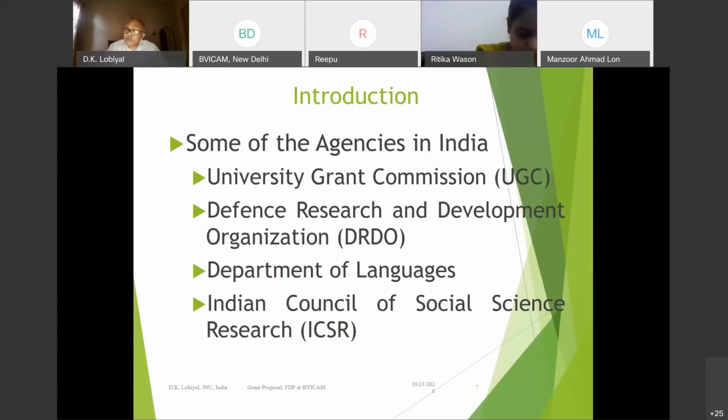Then the Department of Languages also gives small funding, not much. Especially for social scientists, there is the Indian Council of Social Science Research, which also gives projects, not very large but small. Also, we have the Indian Council of Historical Research, ICHR. They also give small projects for historical research. So among government agencies, except ICSSR, ICHR, or the Department of Languages, the rest of the institutions provide projects for science and technology. So there are large project granting agencies for science and technology in the country.